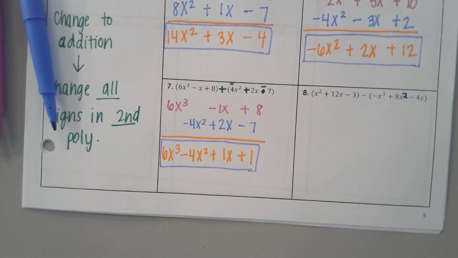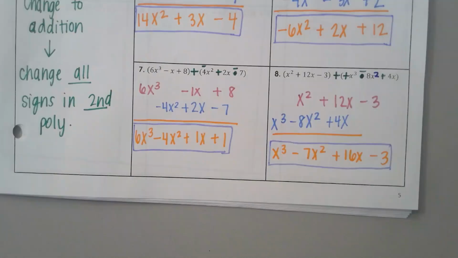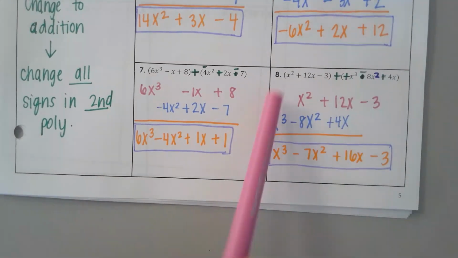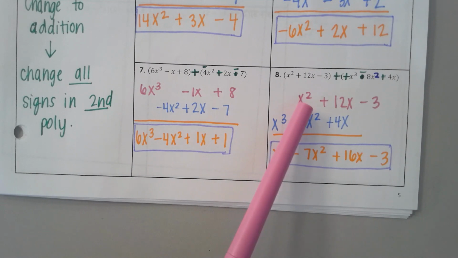Any questions? I want you to try number 8 on your own. Make sure you change that to an 8x squared. So your answer is x cubed minus 7x squared plus 16x minus 3. Don't forget, you got to change all 3 signs and make sure you stack so like terms are on top of each other.